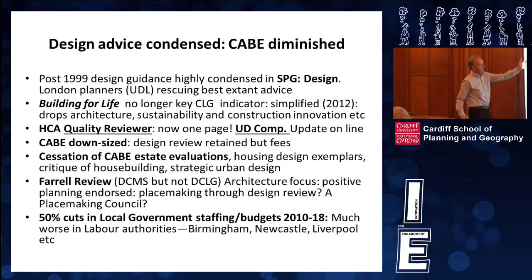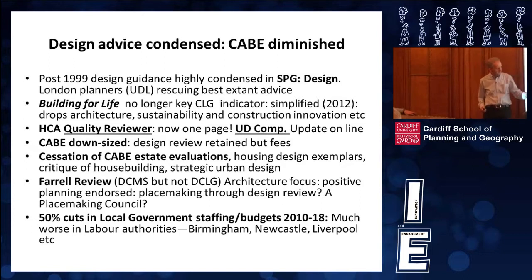In terms of design, I think I'm going to skip this because all you really need to know is that the design aspects have been gradually watered down, highly condensed, no longer indicators, but simply advice. The quality reviewer has gone to one page where it was a 70-page document by Rob Cowan, now a one-page form. And of course, CABE has disappeared, so we don't get good monitoring, we don't get good critique, we don't get a good analysis, and its replacement by the Farrell Review, I think, has been one of the great disasters.